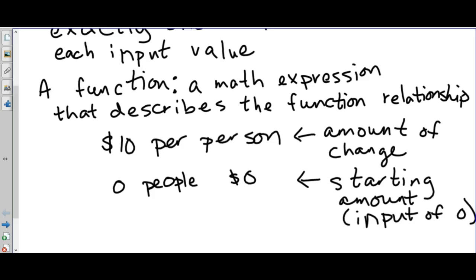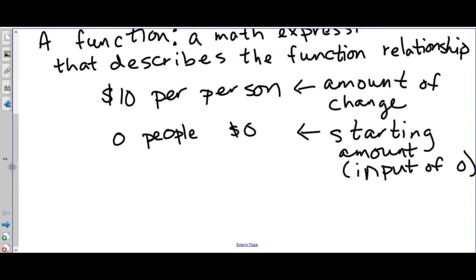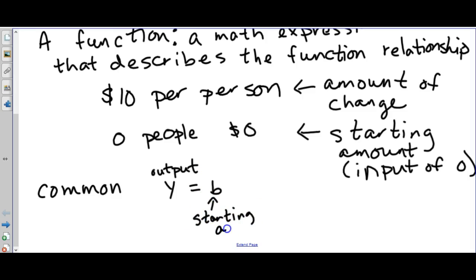So the common rule you're going to be using in this section, sometimes it's called a linear rule or a line, but the common rule is to have your output variable, so it goes output, which we usually put as y, equals your starting amount, which we're going to call b, plus your amount of change, so I'm going to call amount of change x, times your input variable.